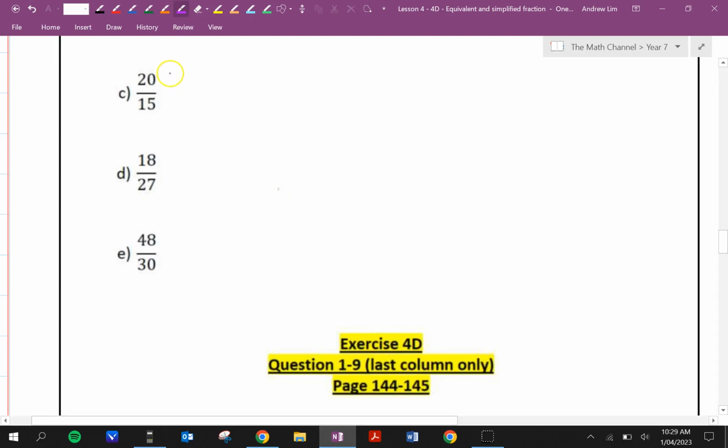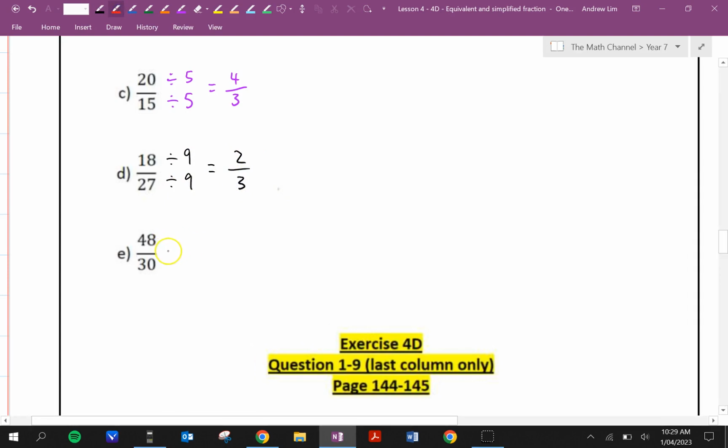Alright, so the highest common factor of 20 and 15 is 5. We can divide both of them by 5. 20 divided by 5 is 4. 15 divided by 5 is 3. Question D. The highest common factor of 18 and 27 is 9. 18 divided by 9 is 2. 27 divided by 9 is 3.